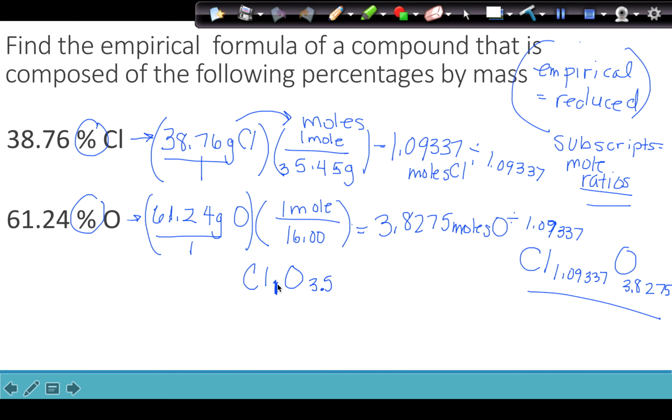3.5. So I have my formula, Cl1O3.5. And again, we don't use decimal numbers in formulas. So if you wind up with a decimal number, you're going to pick an integer, 2, 3, 4, 5, to multiply out by so that you wind up with 2 whole numbers. And when I have a 0.5, I'm going to multiply by 2. So my empirical formula is Cl2O7. And that's the final answer for this particular question.